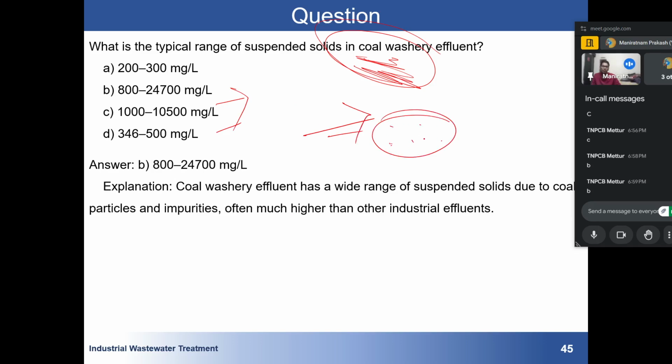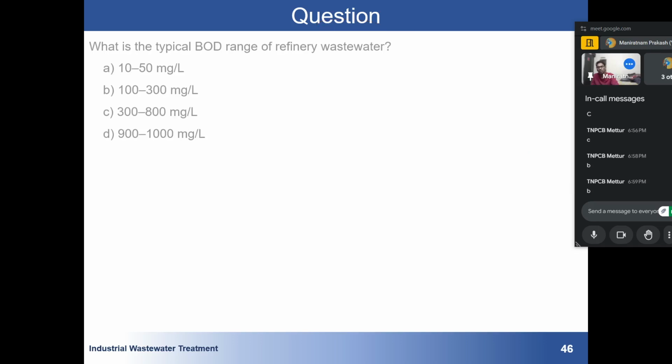If you have seen coal, even after cleaning, if you add water, you can see how much suspended solid is there. Now imagine unwashed coal. Once you have washed it, a huge amount of wastewater will be produced, and you can imagine how much suspended solid is in there. What is the typical BOD range in refinery wastewater?